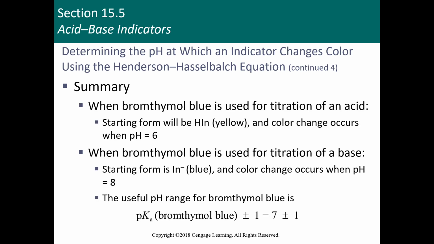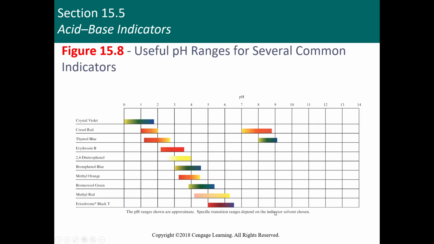So our range where we expect that sort of greenish color to show up is pH 6 to pH 8. Or another way of saying that is the pK of the indicator plus or minus 1, which is 7 plus or minus 1. Right here, this is actually a nice little table. This, by the way, is actually a very useful table. So you may want to keep these slides for later on in your lives.